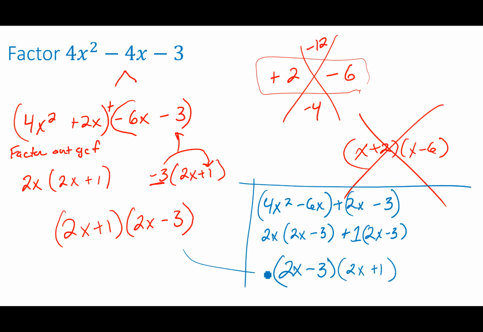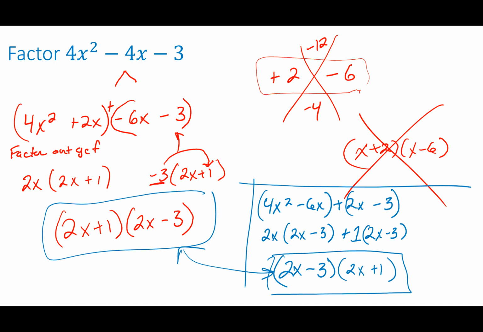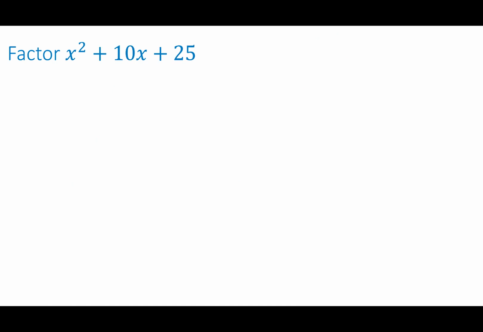Okay, so these are the same final answers. In multiplication, it doesn't matter the order. 5 times 2 is the same as 2 times 5. So you can do it either way. Doesn't matter. All right, let's do another one.